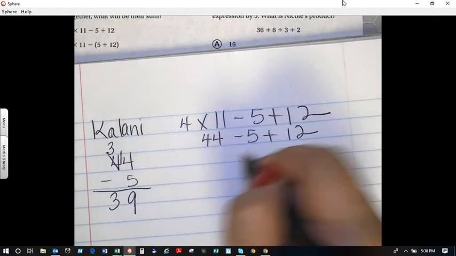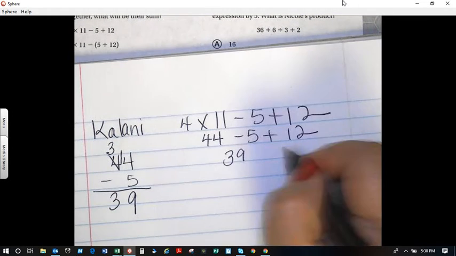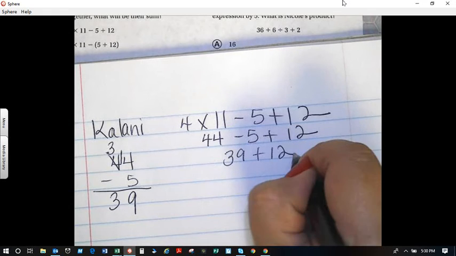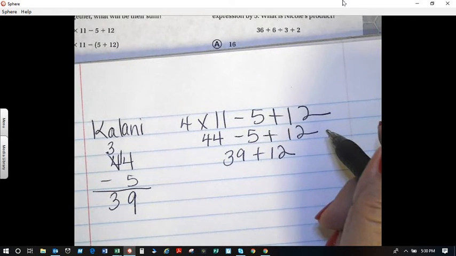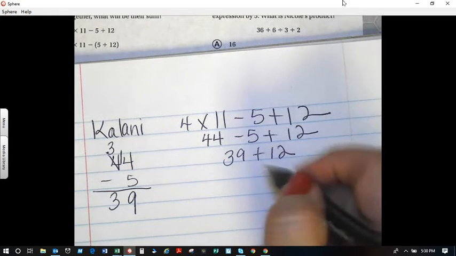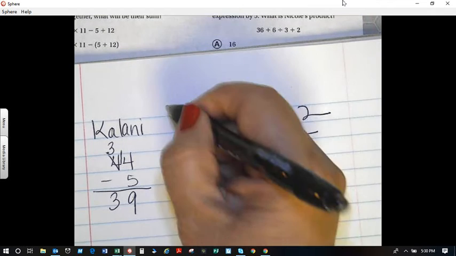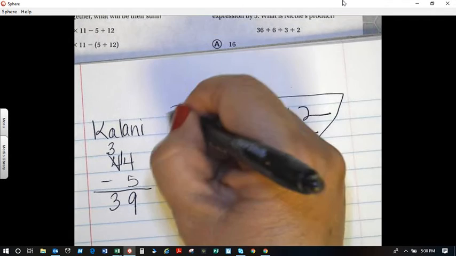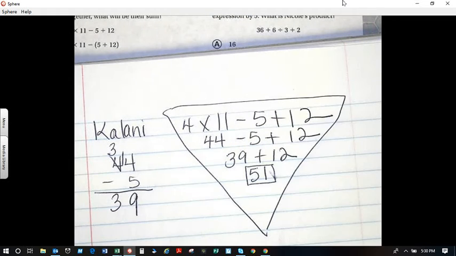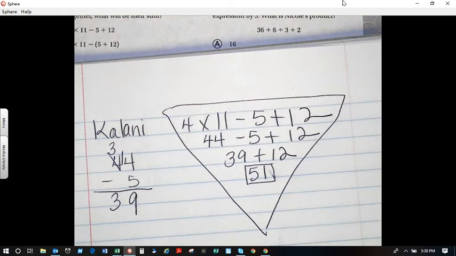So now I have 39 plus 12. And what is 39 plus 12? Very good, it's 51. Again, make sure that you're able to, only in that triangle, put that work. Everything else on the outside of that triangle.